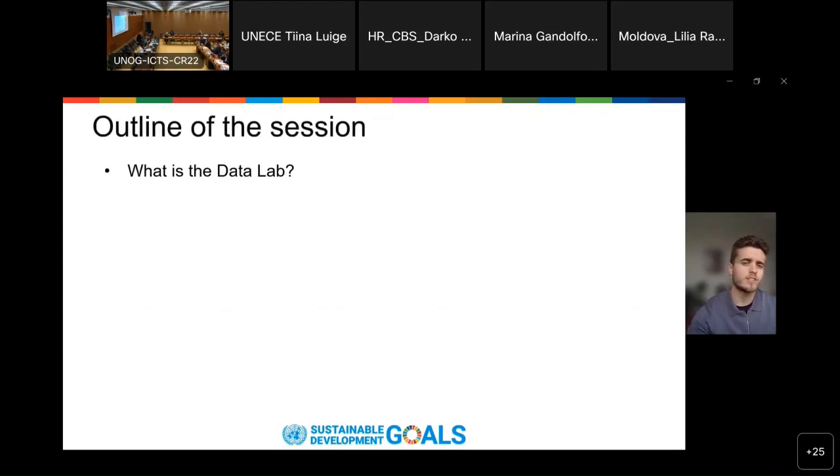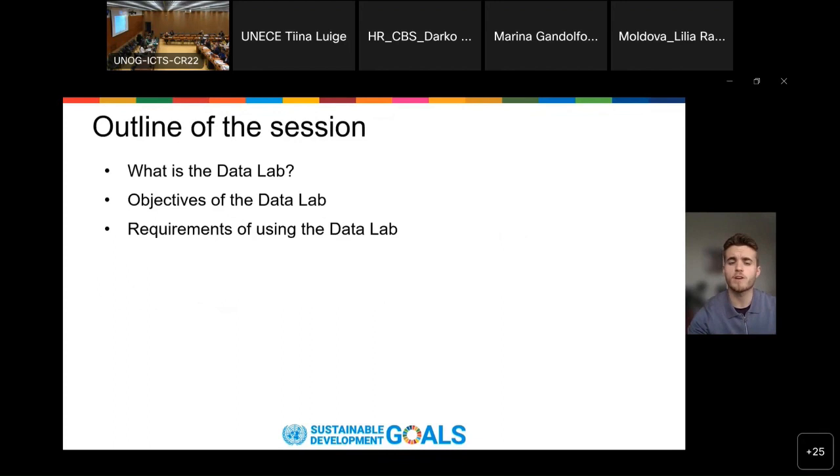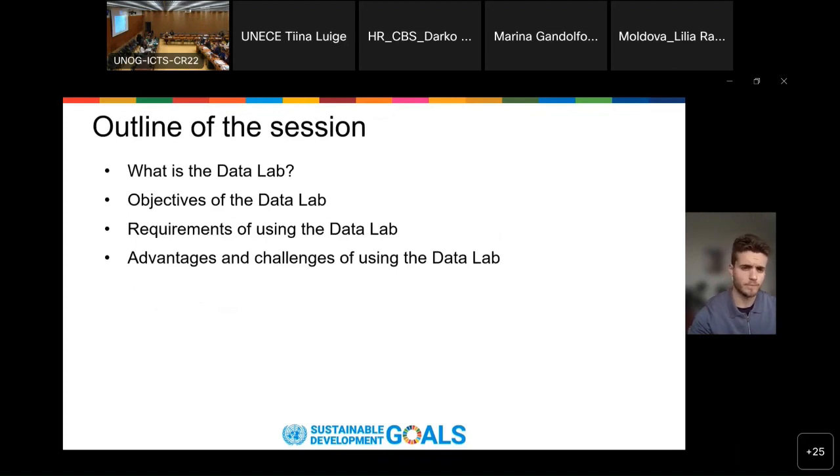So this is what the session is going to be looking at. First of all, it's effectively a background session on the SDG Data Lab. I'll run through what the Data Lab is, what the objectives are, what the requirements are of using the Data Lab, and then I'll begin to explore some of the challenges, so the advantages and difficulties of using the Data Lab. There'll be a brief look at how to upload data and metadata, but I'll also link externally to where more comprehensive training on this has been provided previously.